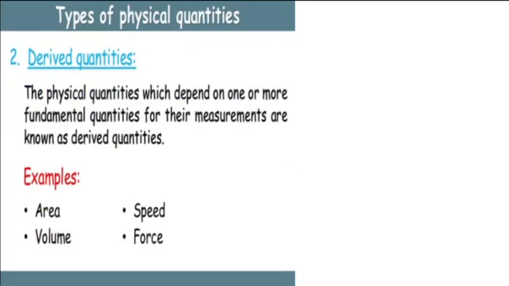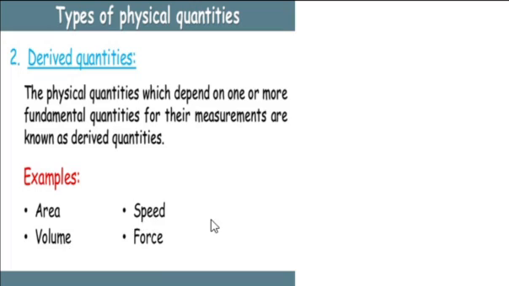And going to the second type of physical quantity, which is derived quantity. These derived quantities are physical quantities which depend on one or more of the fundamental quantities for their measurement. They are the ones that depend on fundamentals to be produced. Some examples are area, volume, speed, and force.